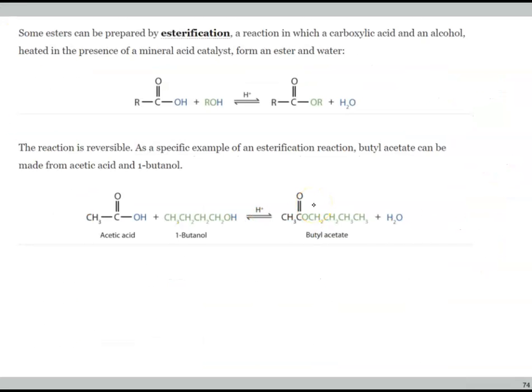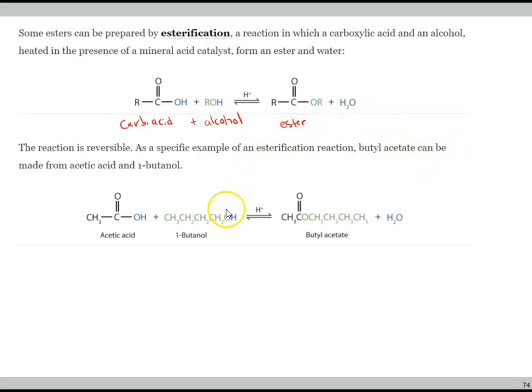Carboxylic acids, we can turn them into an ester through this process called esterification, where we take a carboxylic acid plus an alcohol in the presence of an acid catalyst, and then we can generate this ester. And again, that's called esterification. Here's a specific example looking at acetic acid. If we take 1-butanol, so we have this methyl, ethyl, propyl, butyl alcohol group, so 1-butanol and acetic acid in the presence of an acid catalyst, then we generate this butyl acetate. So you can see the green carbons come to this side, and we're going to generate this new compound.